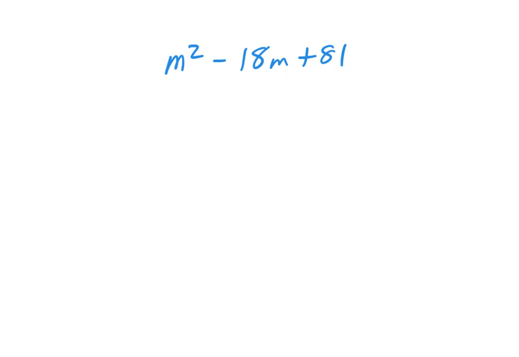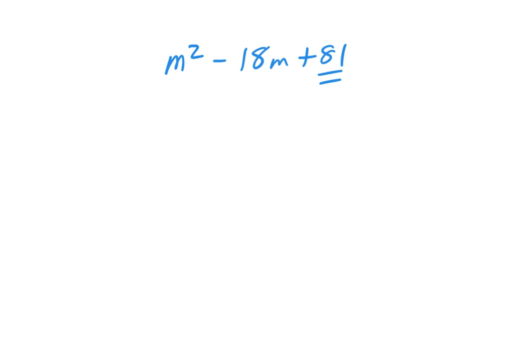m squared minus 18m plus 81. If the last term is a perfect square, then that would be the first thing that I would look at, okay? Is 81 a perfect square? Yeah, if I take the square root of 81, I would need to get a nice whole number, right? And hopefully we know some of those perfect squares, like at least the first 10.